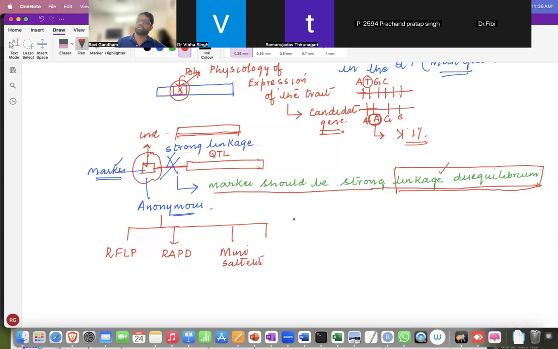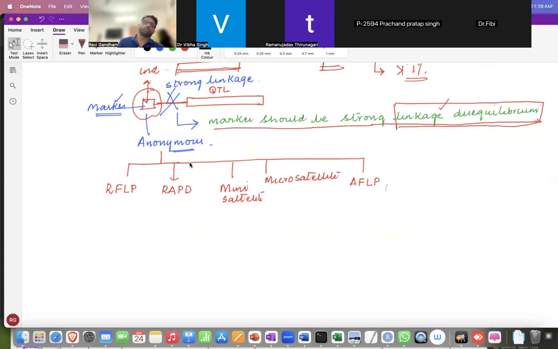And I've asked this question. I don't know how many of you have written that. Minisatellite is present in the telomeric region, most commonly, right? Whereas microsatellite is present in the centromeric region. And these are the microsatellite markers, right? And the last one is the AFLP markers, right?